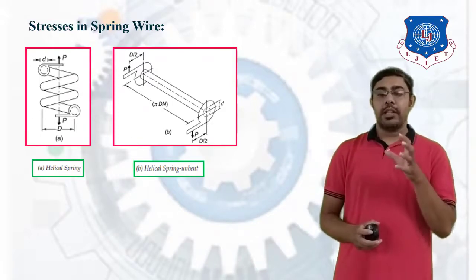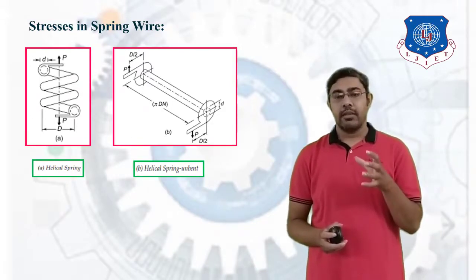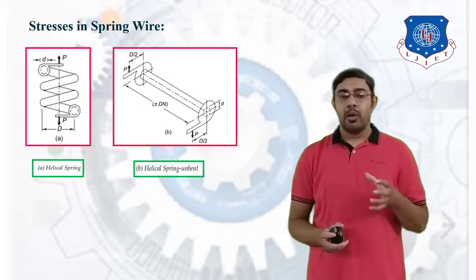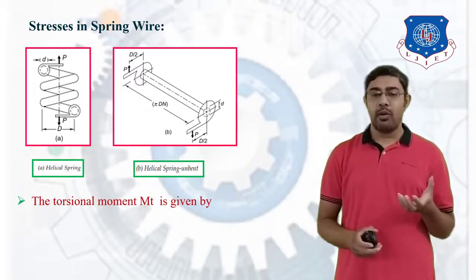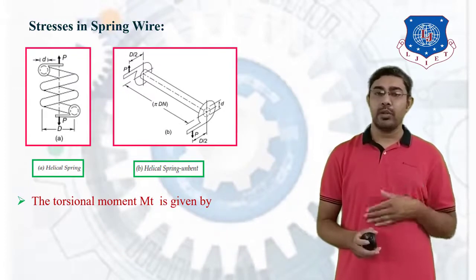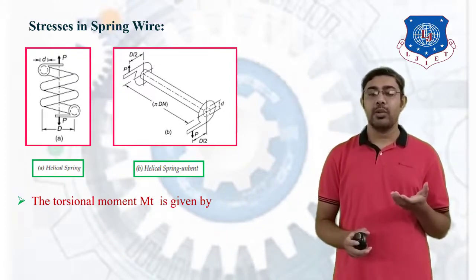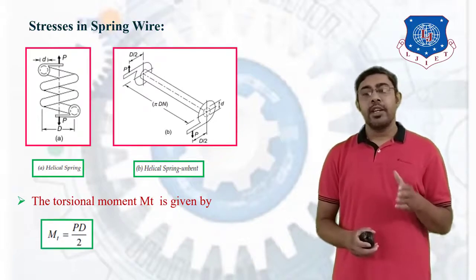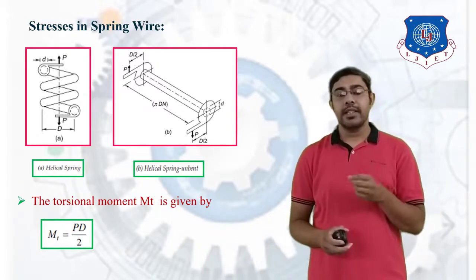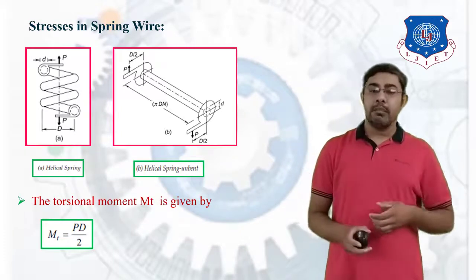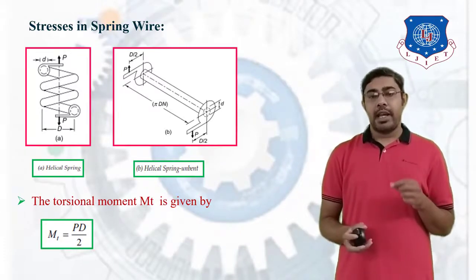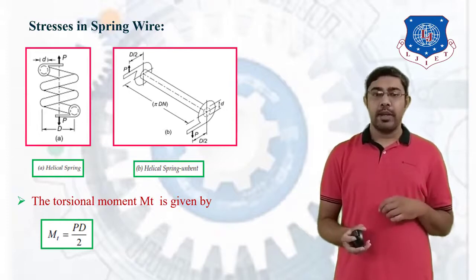According to this unbent condition of the spring, the moment MT, known as the torsional moment, is given by force into distance. Here the force is P and the distance is D by 2. So MT is P into capital D by 2. This is MT, that is the torsional moment.